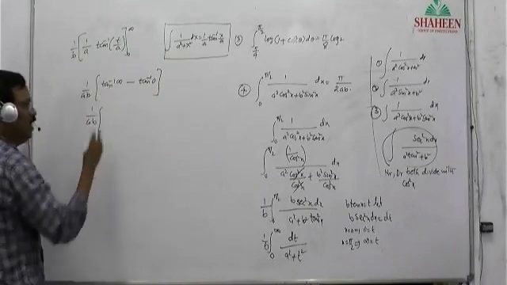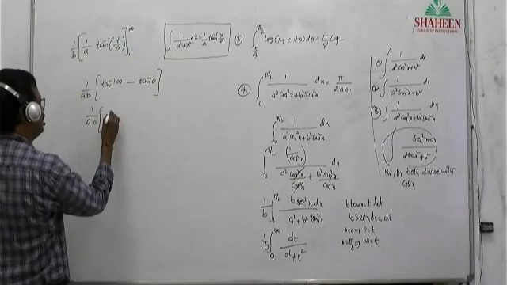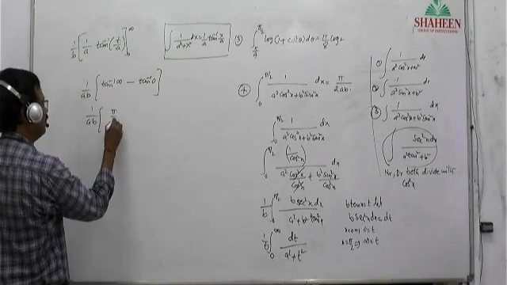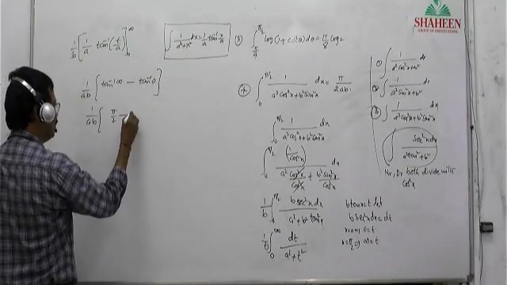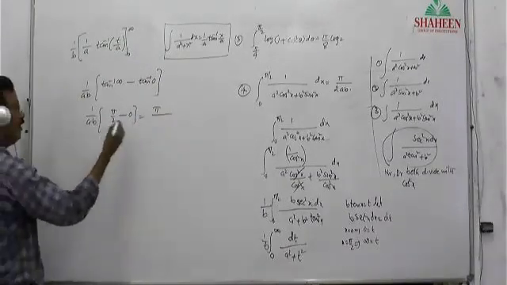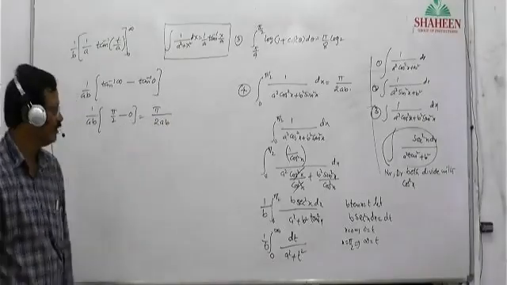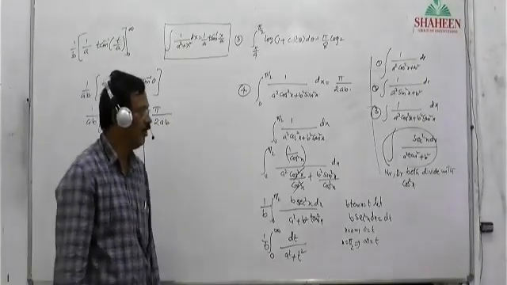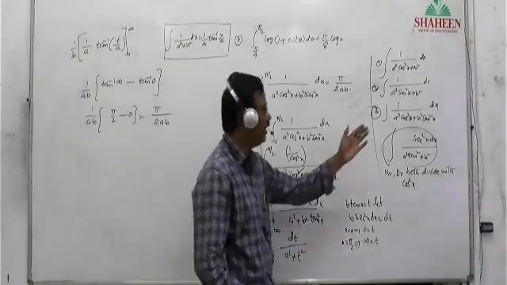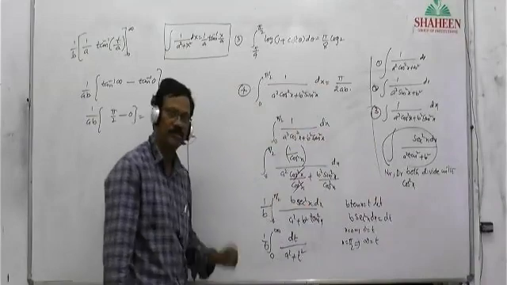What is tan inverse infinity? Tan inverse infinity is pi by 2, minus tan inverse 0, which is 0. Therefore, the answer is pi by 2 times AB. Is it okay, all of you? Therefore, if you know the indefinite integral concept, we can easily solve this problem.